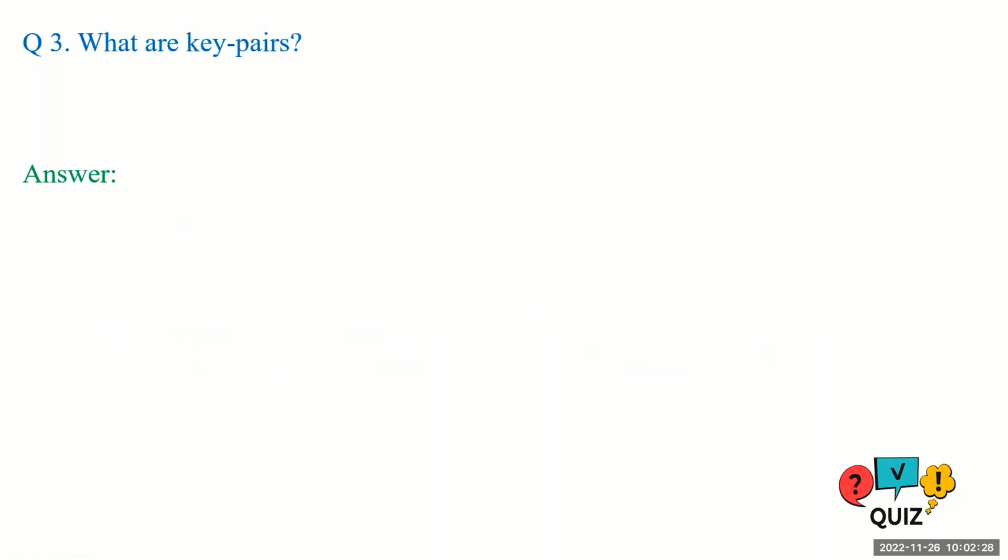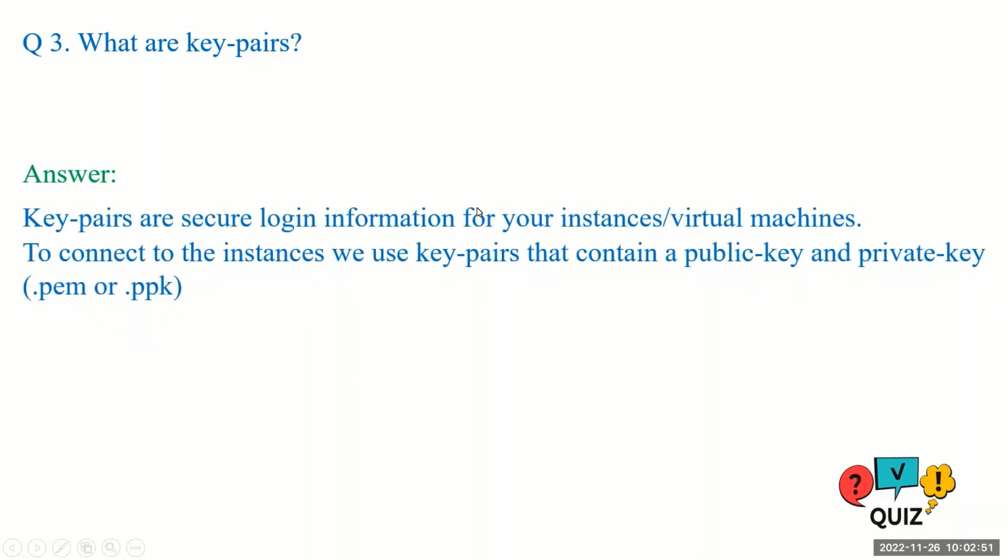What are key pairs? We just discussed, right? The key pairs are something like we have a PEM key or a PPK key, and there is another key present in the server. So when we map with each other, we get the password for logging into the virtual machine. That's correct. So key pairs are secure login information for your instances or virtual machines. To connect to the instances, we use key pairs that contain a public key and a private key, that is a .pem or .ppk file. All right, we will move on to the next one.